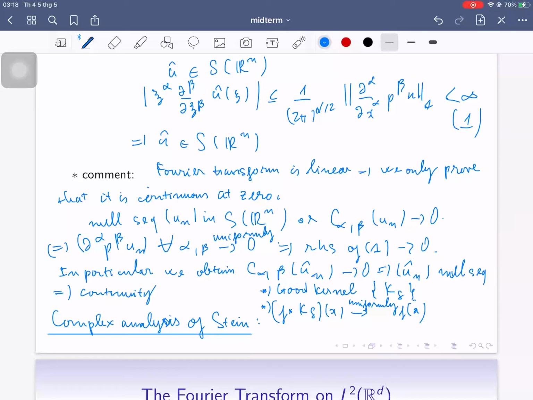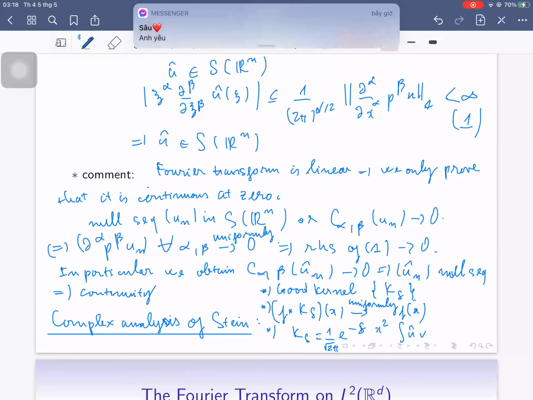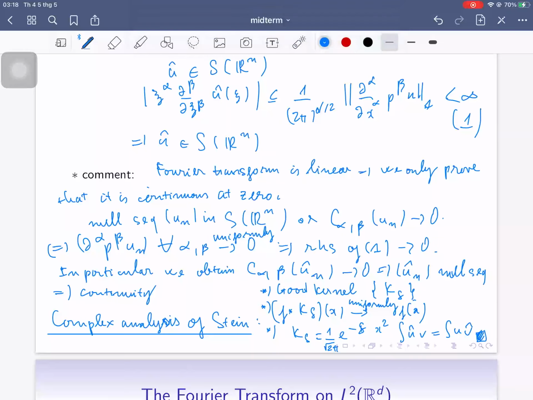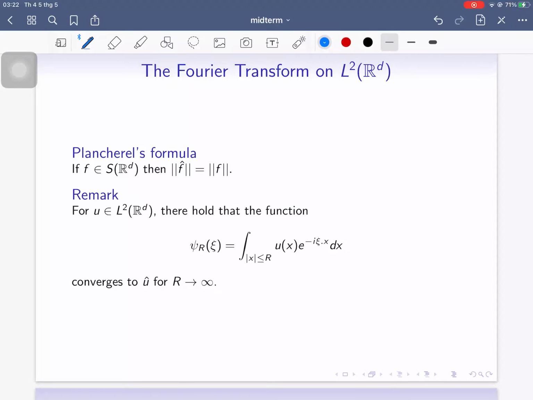And from this we apply K equal to e to the minus gamma x squared, 1 over 2 pi, and apply the multiplication formula, the integral of u v hat equals the integral of u hat v, then we get the proof done. Now go to the next slide.